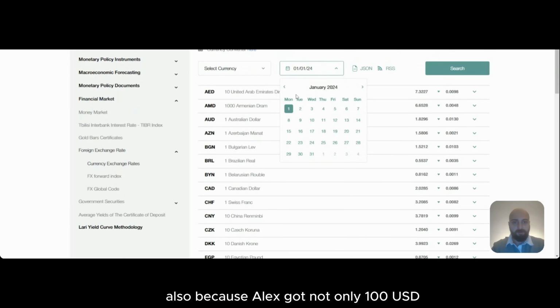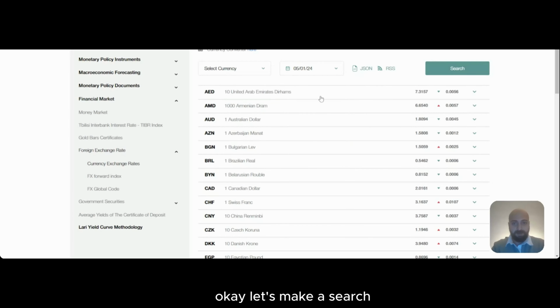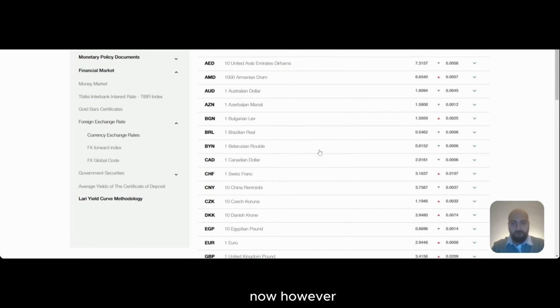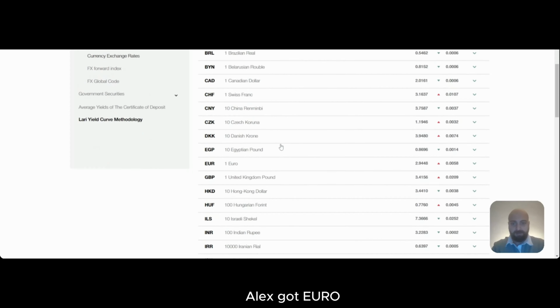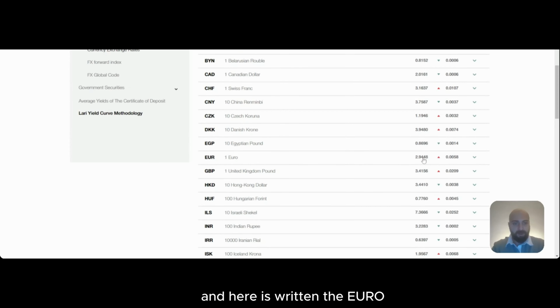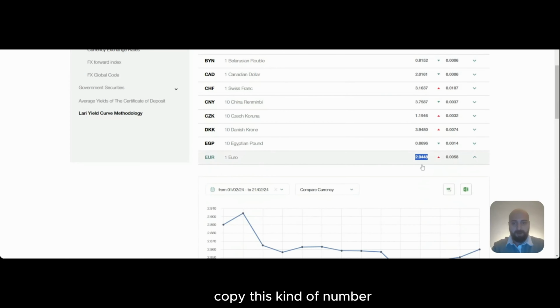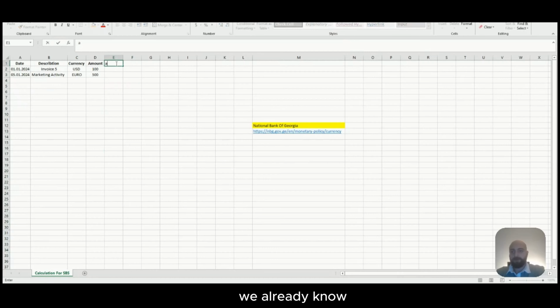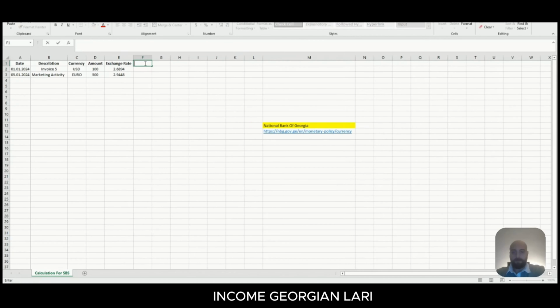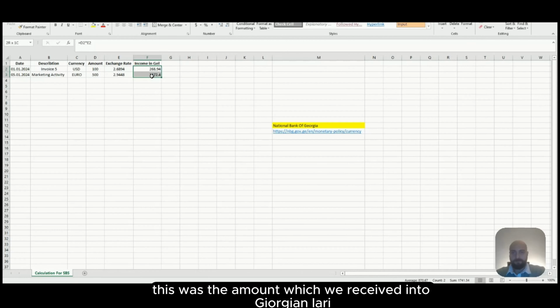And a different date also, because Alex got not only 100 USD on the 1st of January, he also got income on the 5th of January. Let's make a search, and we are now on the 5th of January. Now, Alex got not USD, Alex got euro, and here is written the euro exchange rate to Georgian lari. I will copy this number and go back to our Excel file. We already know the currency exchange rate. Let's write income in Georgian lari. Let's multiply. Yes, this was the amount which we received in Georgian lari.